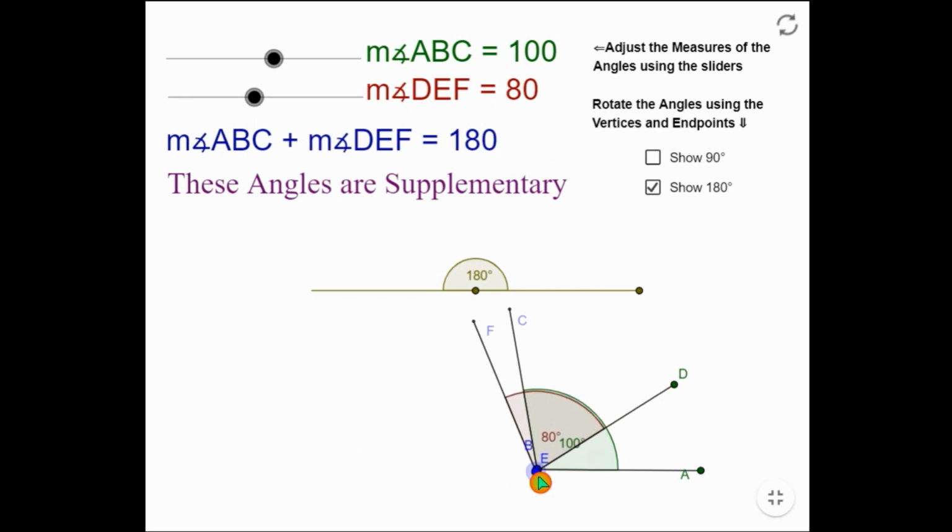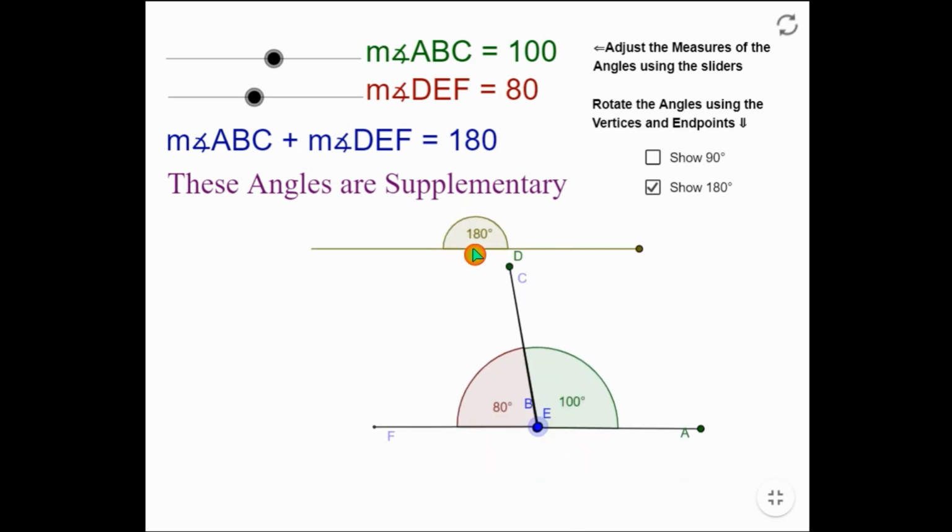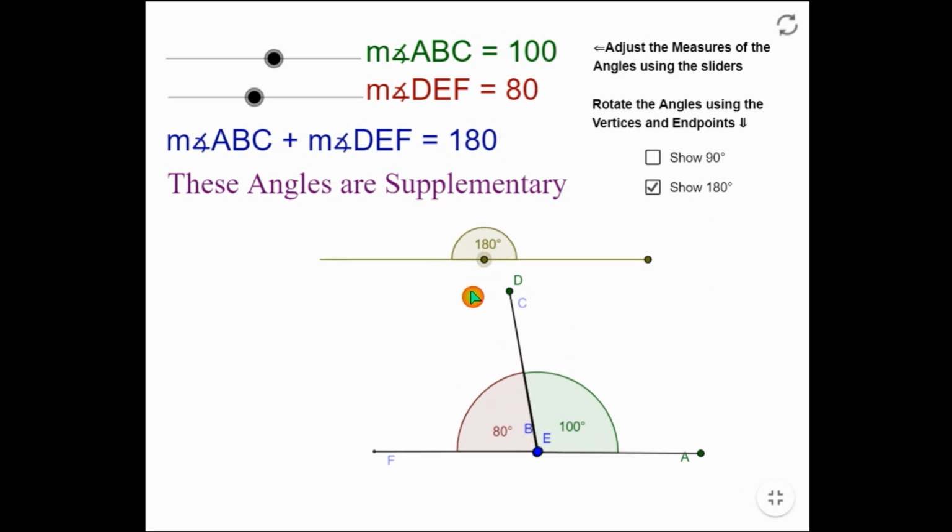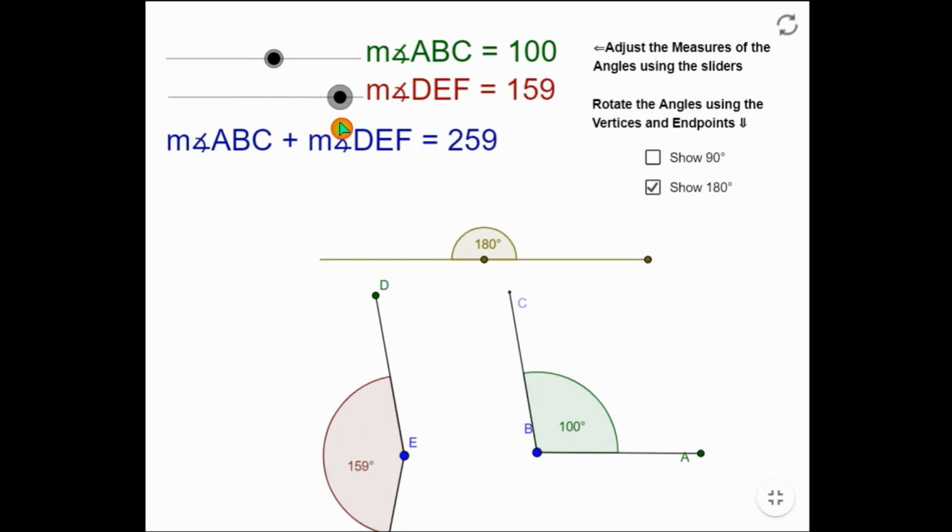So, ipagdikit lang natin para makita natin kung talagang supplementary nga sila. Kasi dapat pag supplementary, makakabuo tayo ng straight angle. There we go. Right. Okay, then let's try to move them. See that? Okay, so they are straight. They form a straight angle with a measure of exactly 180 degrees. So, that is how your supplementary angles behave.